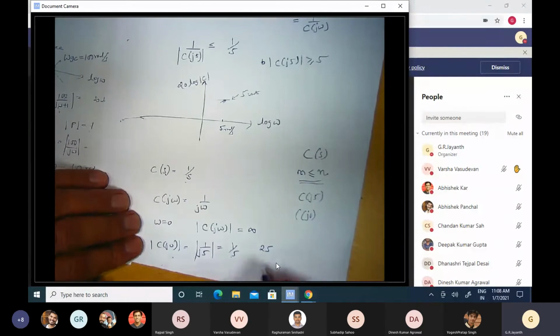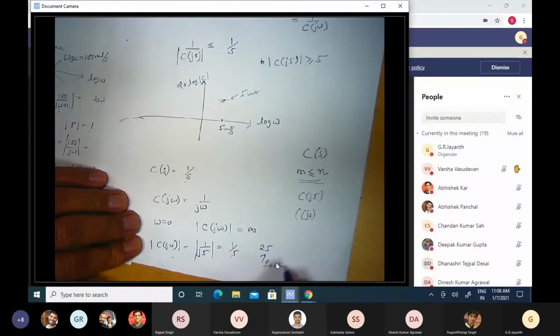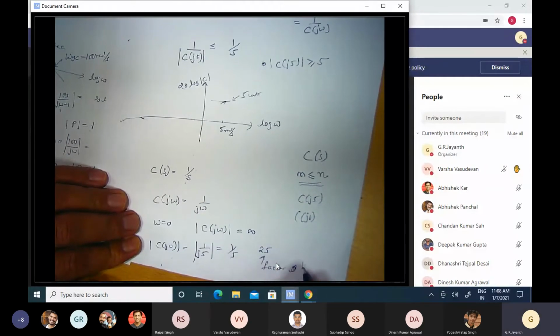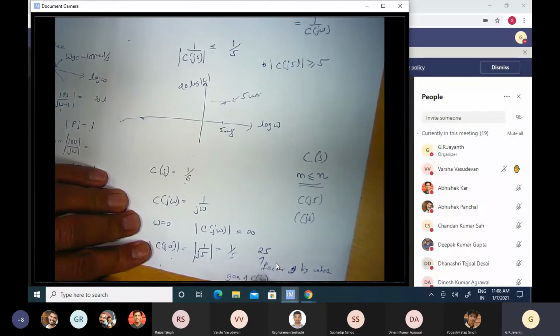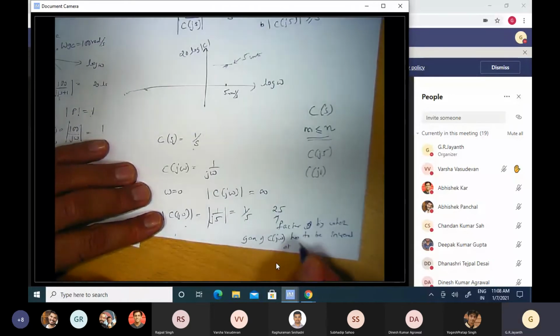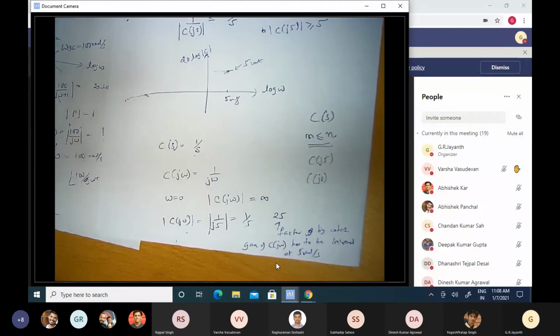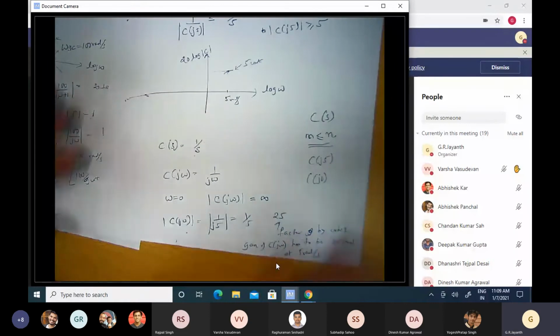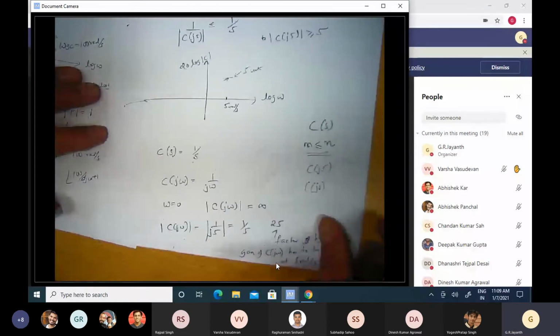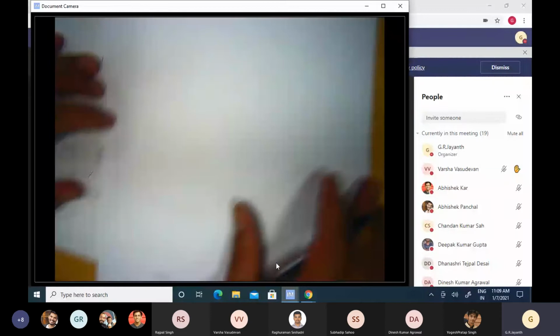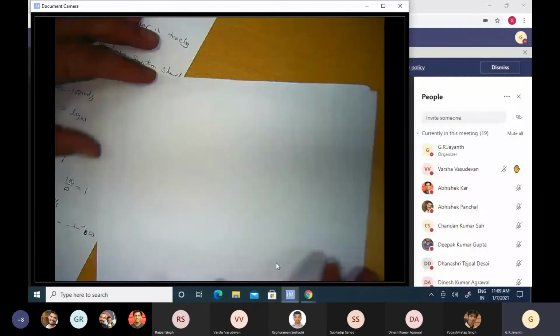Do you agree with me? So this is the factor by which the gain of C of j omega has to be increased at 5 radians per second. Any questions about this? Okay, so if there are no questions, I know that around 5 radians per second, I need to amplify the existing gain by a factor of 25.